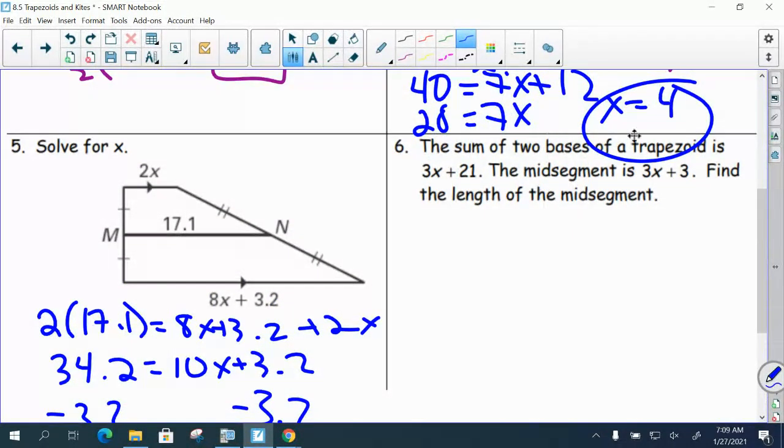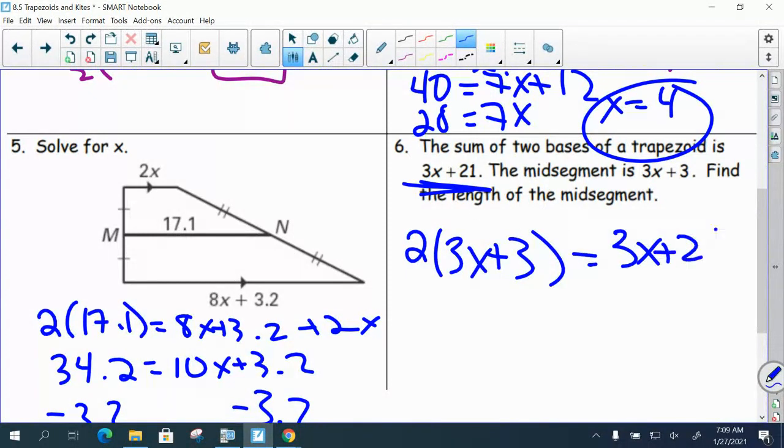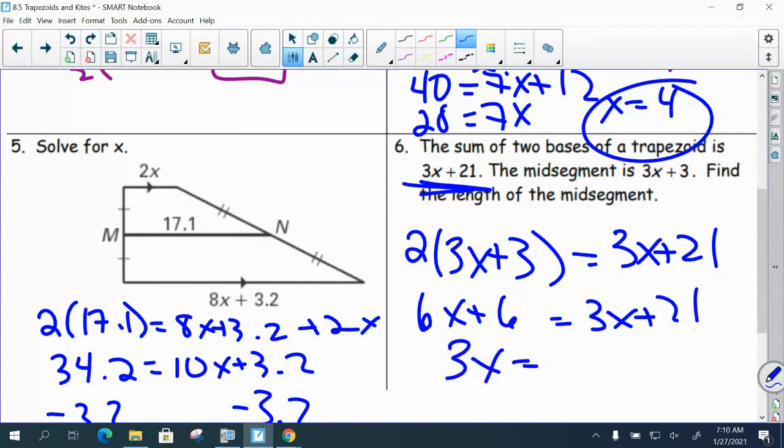Right, so here the sum of the two bases of a trapezoid is 3x plus 21. The midsegment is 3x plus 3. Find the length of the midsegment. All right, so they're giving us the sum. So I'm going to say 2 times the midsegment equals the sum. Okay, so then I'm going to distribute the 2. So 6x plus 6 equals 3x plus 21. And then let's solve for x. So this would be 3x is 15, x is 5.